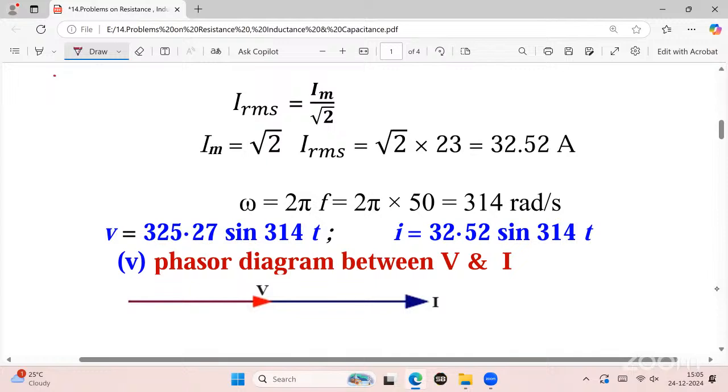We have to find out Vm, Im, omega. How to find out Vm? Formula: Vrms is equal to Vm by root 2. Get Vm. How to find out Im? Irms is equal to Im by root 2. Get Im. What is omega? 2 pi f. These are the formulas. Get the answers.